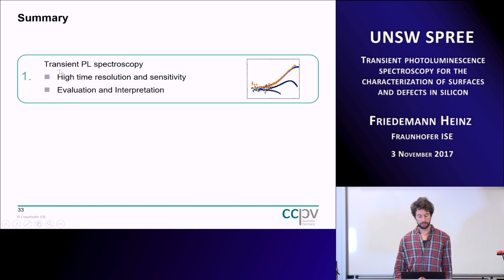So summing up, in the first part I showed you how transient photoluminescence spectroscopy can be used to obtain high time resolution and sensitivity, but also I told you that it's important to keep in mind that the evaluation and interpretation of data is not simple. Especially in silicon with a high diffusion length, one has to take care that the experimental conditions are very well defined, so that we have either homogeneous conditions in the sample, or we have to closely look into what is happening dynamically.